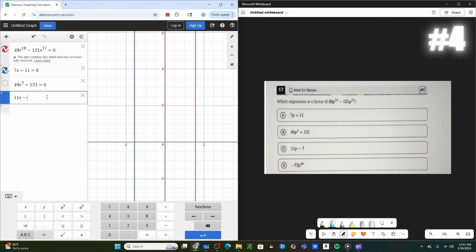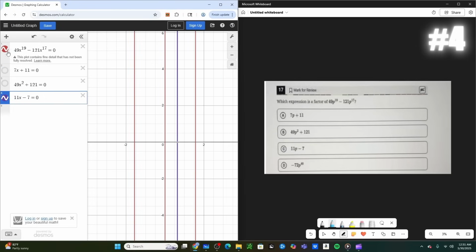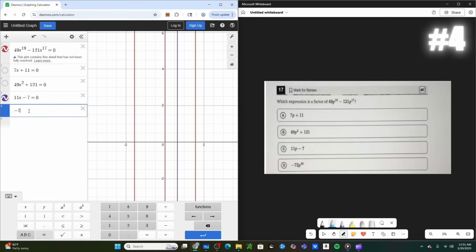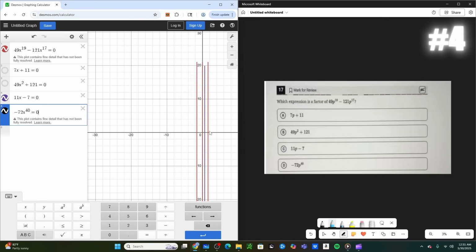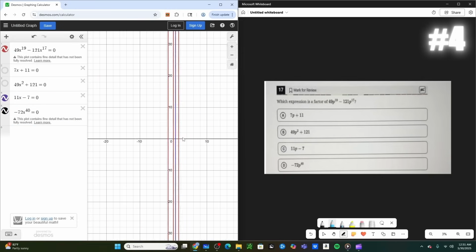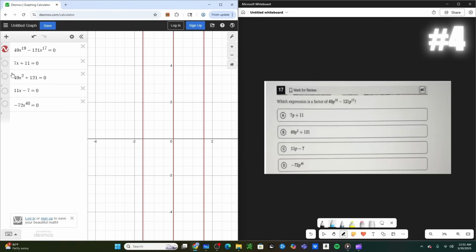Say 11x minus 7 equals 0. Now that gives us a solution, but it does not match up with a red solution, right? So you can see there's nothing there, and then we have this purple coming up. That's because the solution it gives us is not the same as one of the solutions from this equation. And then we can try negative 72x to the power of 40 equals 0, and there's no solution coming up. So again, the only one that has a solution that matches up with this equation is 7x plus 11, which is A. So our answer is A.